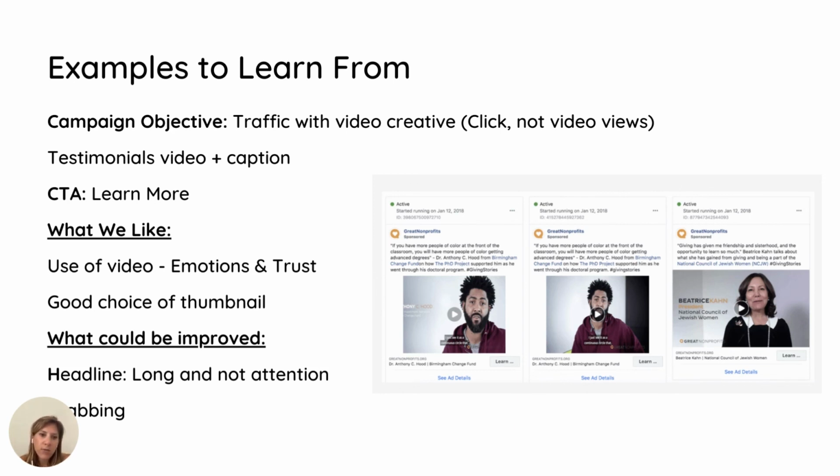What we like about this example is the use of a video. It shows emotions and builds trust with the good choice of thumbnails. What really could be improved about this ad is the fact that the headline is long and a little dull. So the caption, the text above the video.